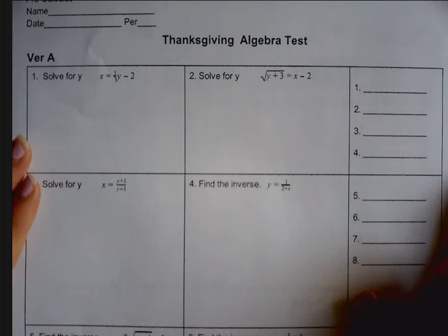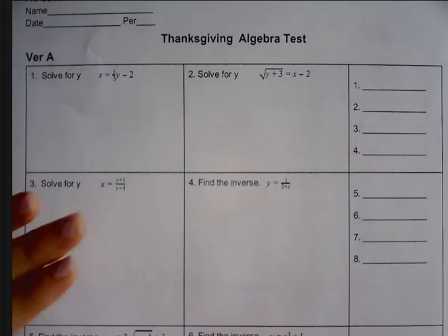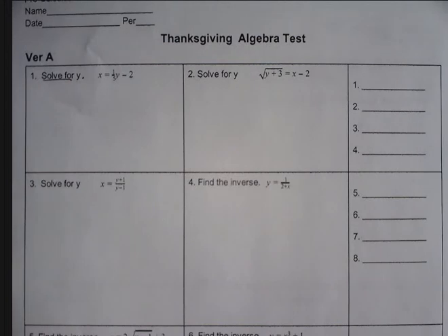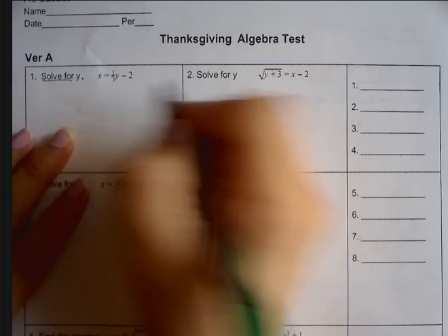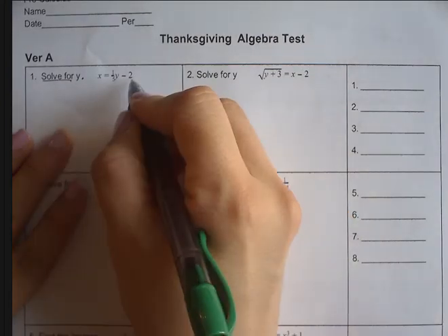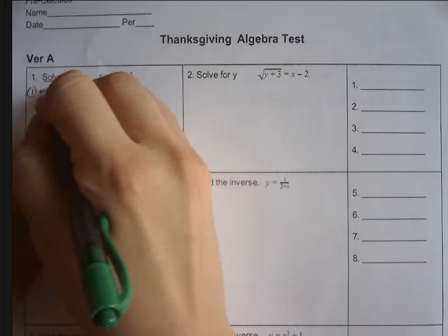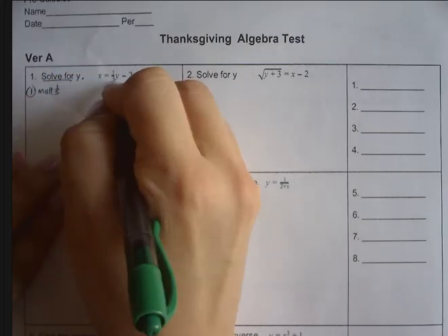Okay? Alright. Version A. Okay, solve for y. That means to isolate y, get y by itself. Okay? In order to do this, we need to use inverse operations. If I think about what's happening to y, first, we're taking our y and we're multiplying by 1/5. Then we are subtracting 2.